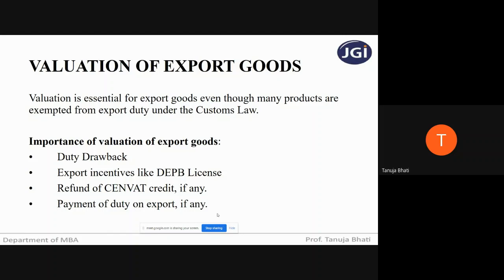So therefore only when you value the export goods can you claim for the export license, take the credit of the purchases that you have made, and determine the amount on which you have to pay export duty only when you know the value of it.